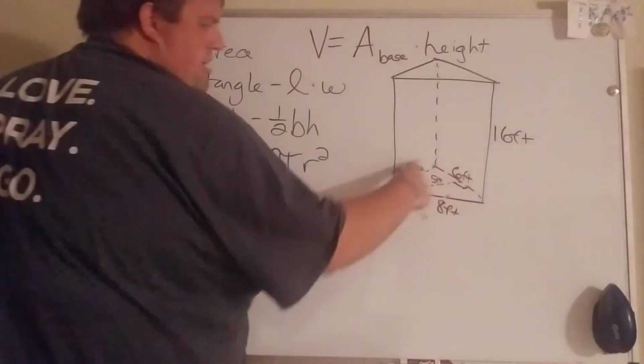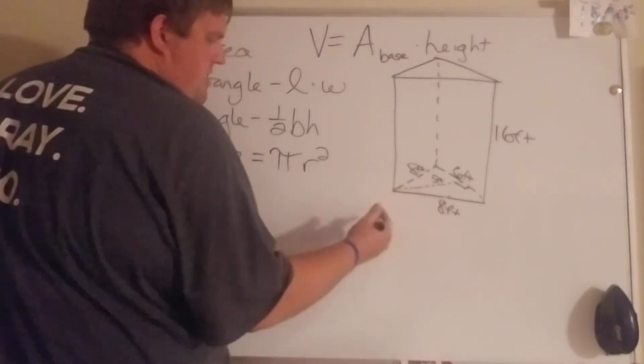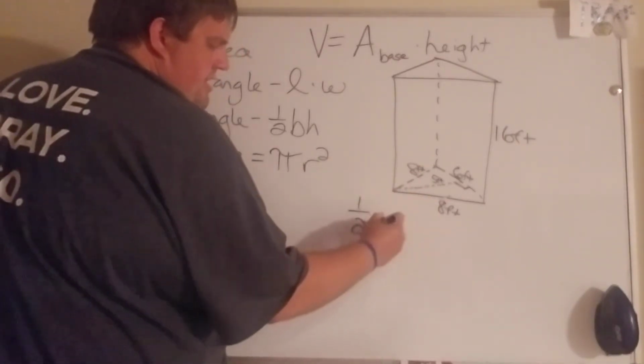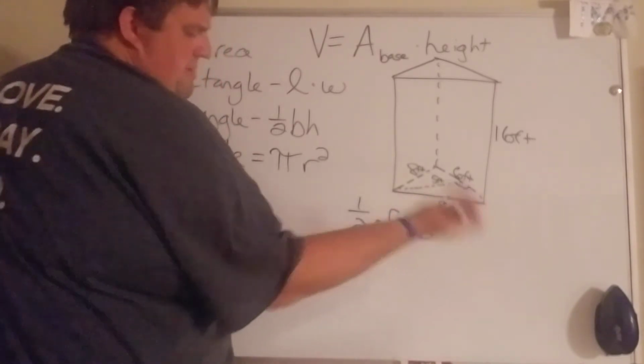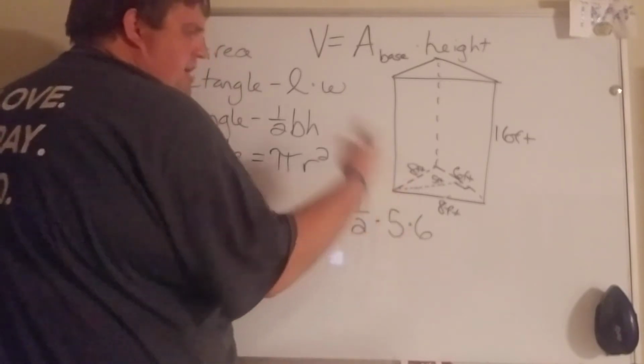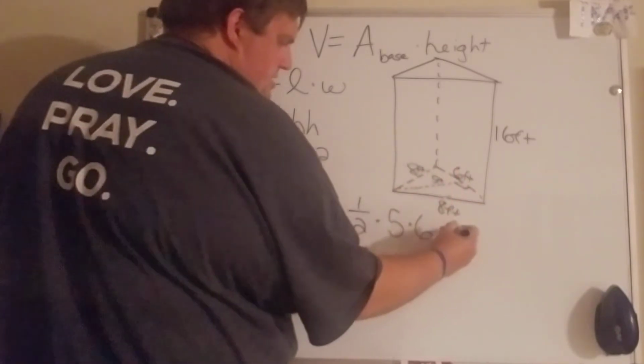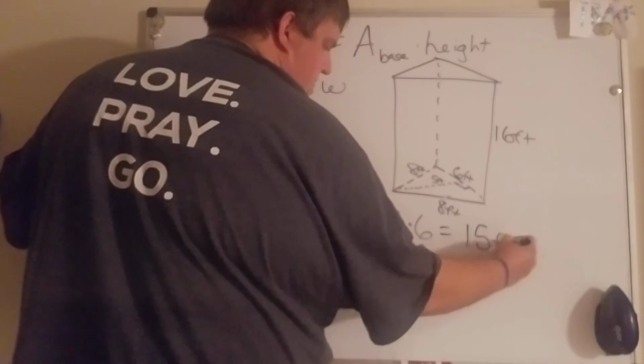So for this triangle right here, we don't actually need either of those 8s. But we need 1/2 times 5 times 6. Or 6 times 5, I guess. So the area of this triangle part is going to be 15 feet squared.